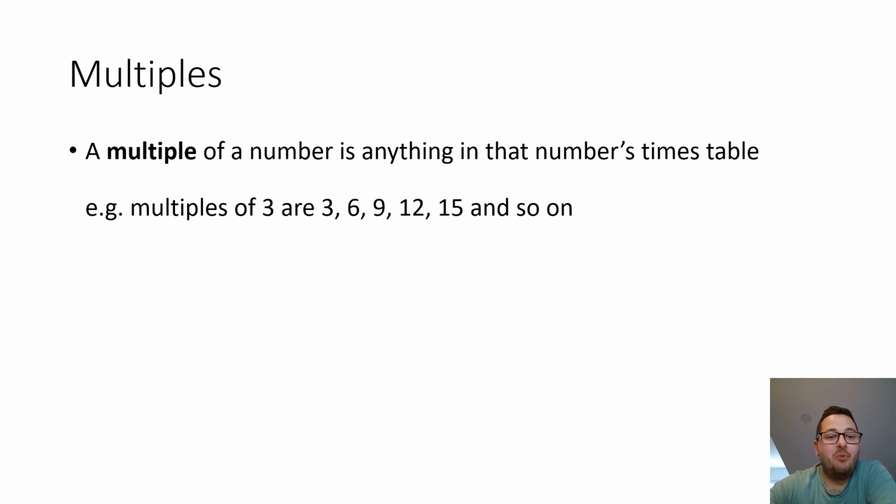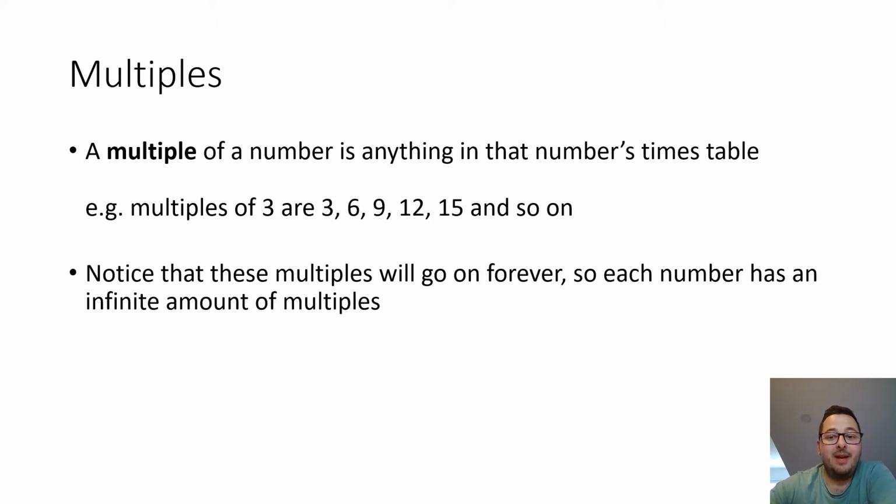So for instance, if I wanted to find multiples of 3, I would just go 3, 6, 9, 12, 15, 18, and so on. They are all multiples of 3. And me saying "and so on" means that they can go on forever. So there are going to be infinitely many multiples of each number. Other examples might be multiples of 5, which would be 5, 10, 15, 20. Multiples of 11 would be 11, 22, 33, 44, and so on.